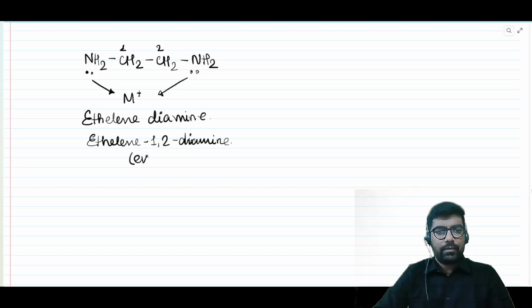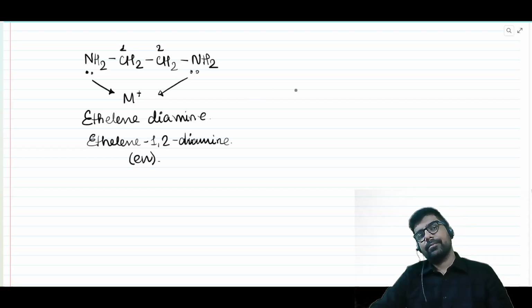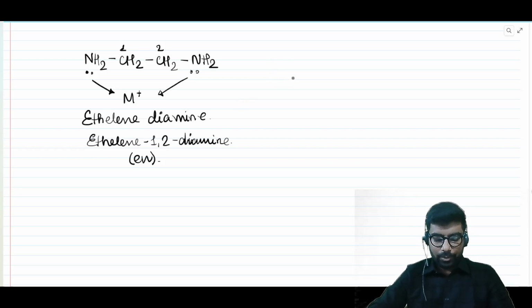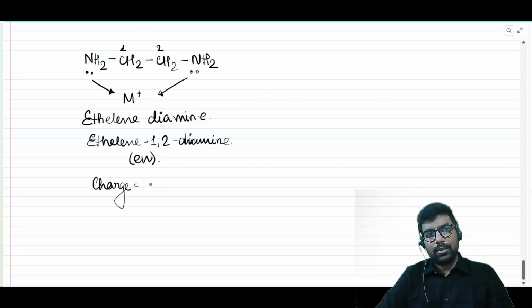So we give the sign en. This is the short sign for ethylene diamine. This is a very important ligand. The overall charge of this ligand is 0, so it is a neutral ligand.